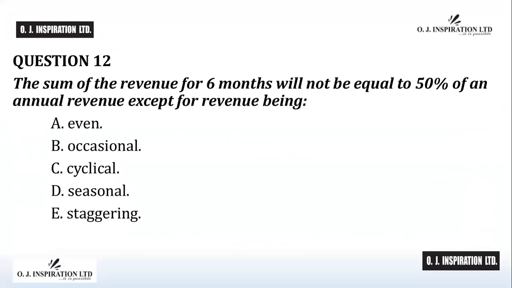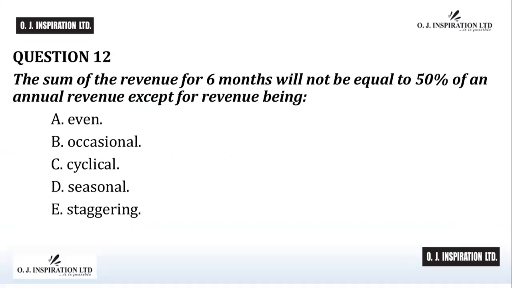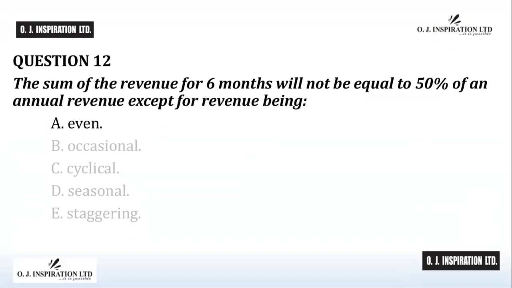Question number 12. The answer to question number 12 is A, even. When revenue is even, the monthly revenue is proportional to the annual or total revenue directly. Therefore, 6-month revenue will translate to 50% revenue in a 12-month year. The conditions in the other options do not lead to proportionality and thus cannot translate to the proportion stated in the question. A is the answer to question number 12.